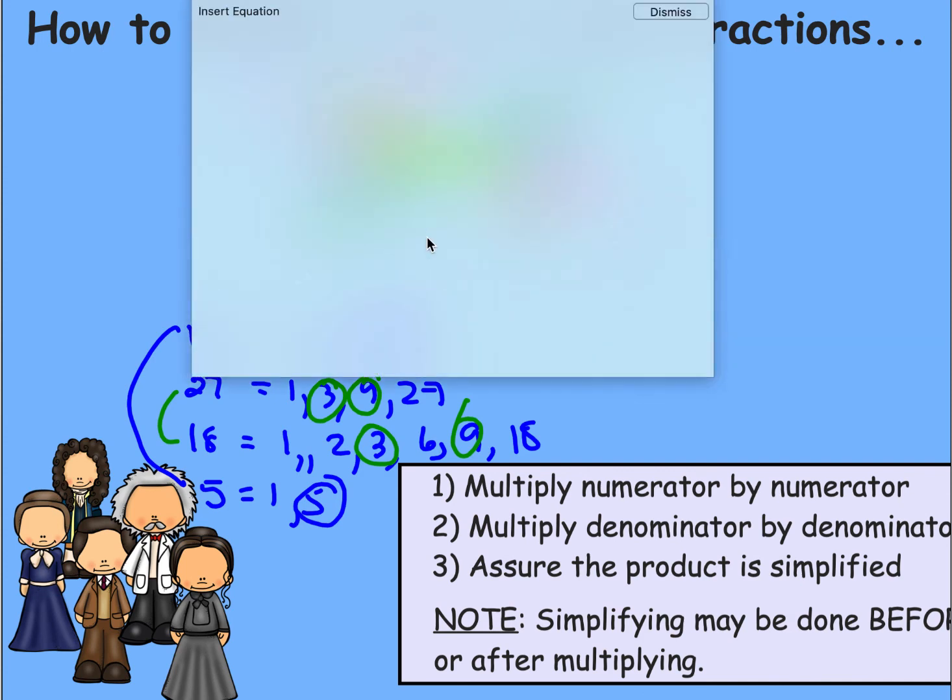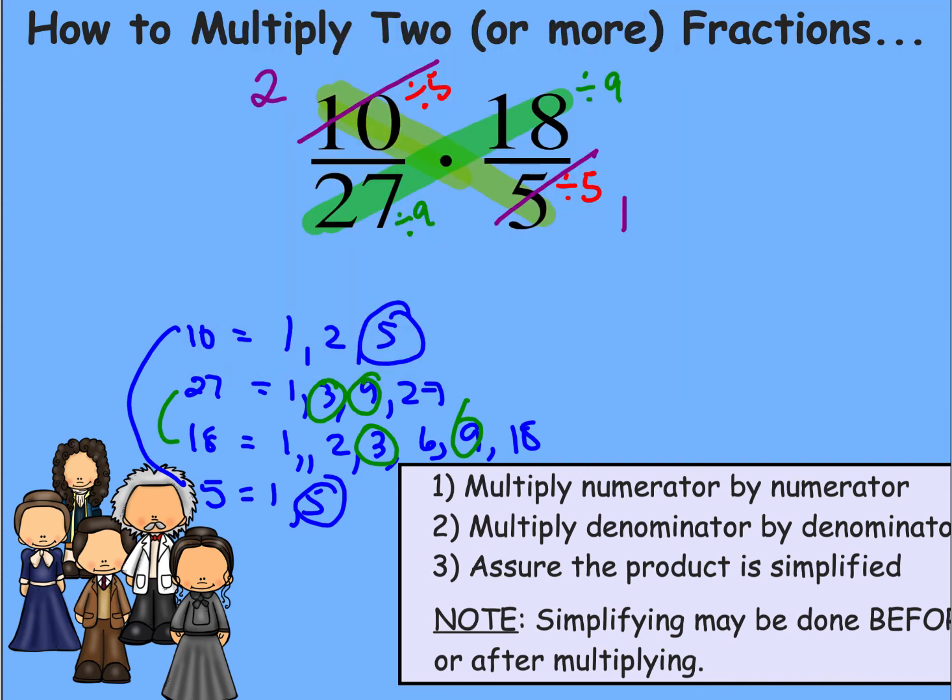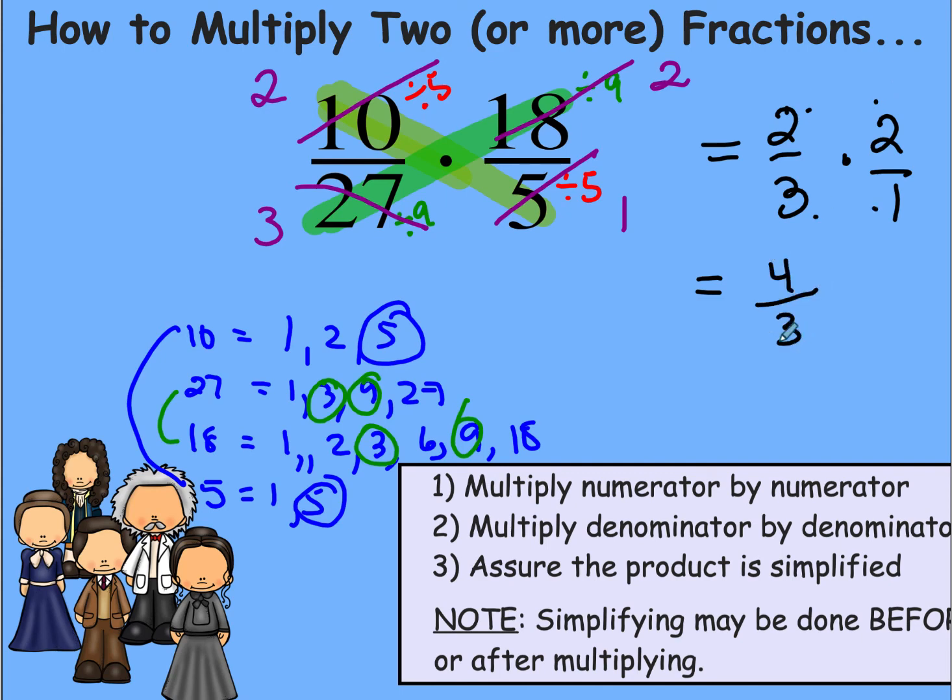And when I go ahead and I do that, I find that 18 divided by 9 now leaves me with 2. And 27 divided by 9 leaves me with 3. And now what I have left is 2/3 times 2 over 1. And now I go ahead and multiply numerator times numerator, denominator times denominator. So 2 times 2 is 4. 3 times 1 is 3. And so, because 4 and 3 only have a common factor of 1, this is simplified. So my product is 4/3.